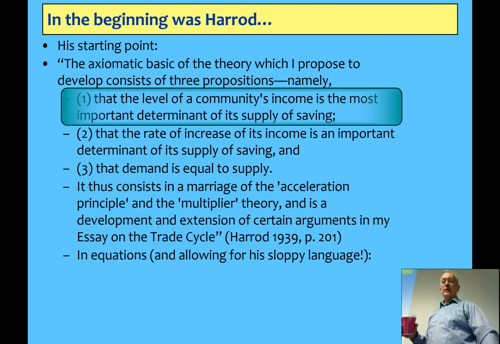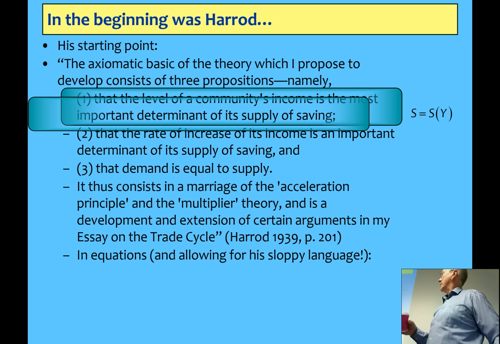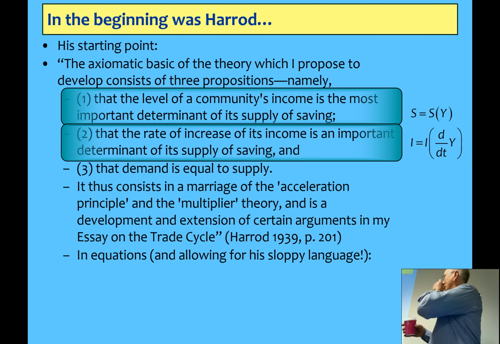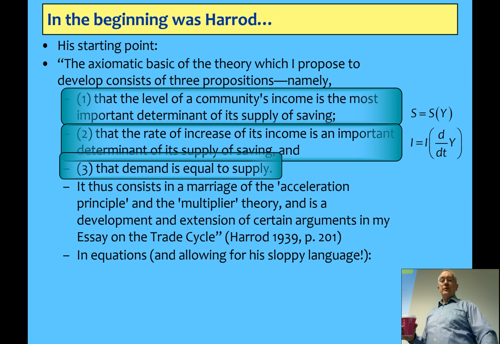So that's the first thing. The level of income determines the supply of savings. So saving is some function of the level of income. And then the rate of increase of income determines the demand for saving, because you want investment. So he said investment is some function of the rate of change of output. And then finally he said demand is equal to supply.